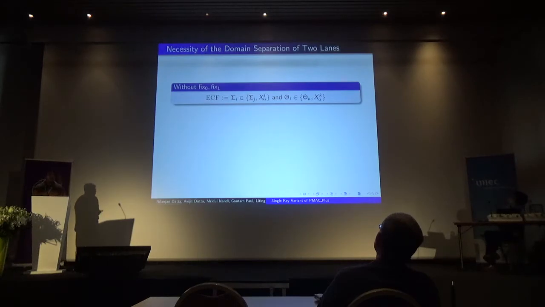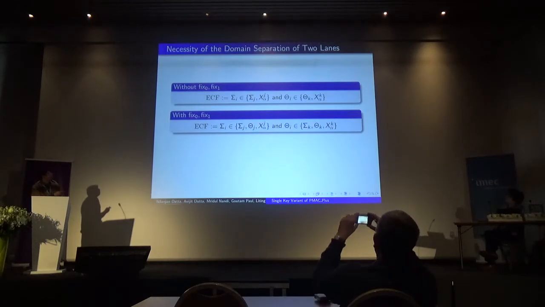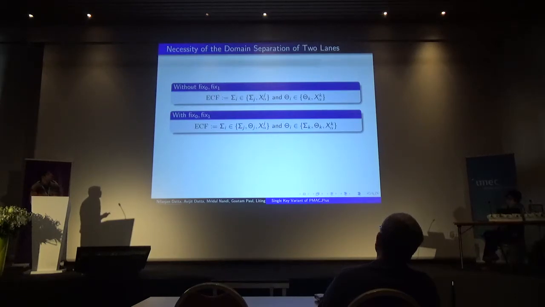Now coming to whether fix 0 and fix 1 are necessary. With fix 0 and fix 1, we have sigma i belongs to sigma j, x alpha j, and similarly theta i belongs to theta k, x alpha k. Without fix 0 and fix 1, the theta values will also collide because the domain separation is not right. So we will consider sigma i belongs to sigma j, theta j, x alpha j, and theta i belongs to sigma k, theta k, x alpha k.